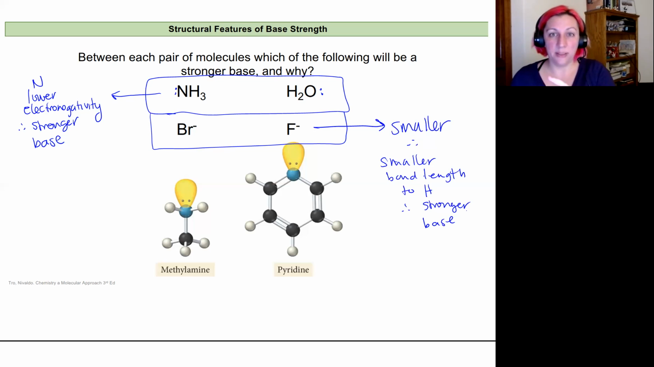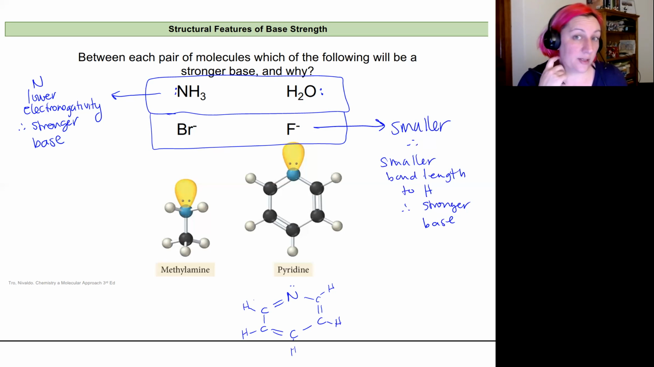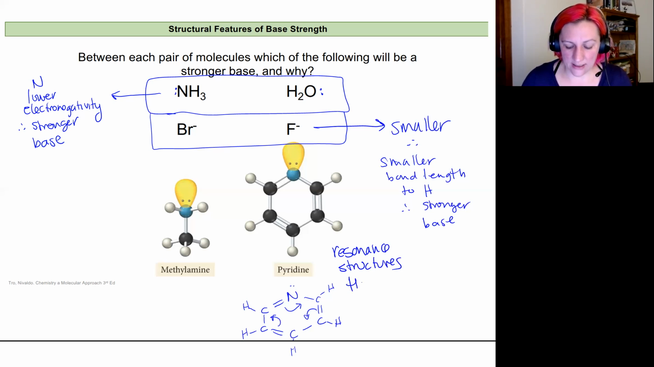All right, let's look at methylamine and pyridine. Looking at these two, I'll draw it out. Pyridine has a nitrogen that's in a conjugated ring system. In our pyridine, there is a resonance structure, right? We can shift all of these double bonds to where there's single bonds and then form single bonds. And so we have resonance structures that delocalize the lone pair on the nitrogen.